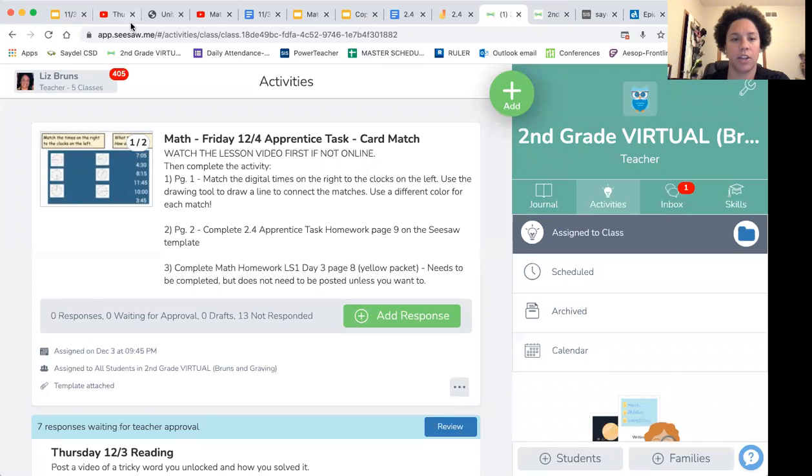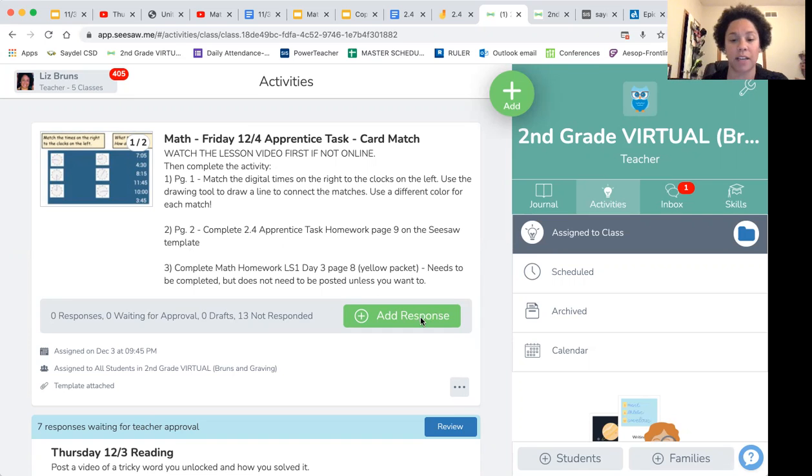Now it's your turn. You're going to go into Seesaw, into your Activities tab, and find where it says Math Friday, December 4th, or 12/4 Apprentice Task Card Match. The directions say, match the digital times on the right to the clocks on the left. Use the drawing tool to draw a line to connect the matches, just like we did in my example. Use a different color for each match. Then on page 2, you'll complete the 2.4 Apprentice Task Homework, page 9, on the Seesaw template. I know you have this page in your yellow packet, but please do it on this Seesaw page. Then you'll complete the math homework, LS1, day 3, page 8, in the actual yellow packet. This does need to be completed, but does not need to be posted unless you want to.